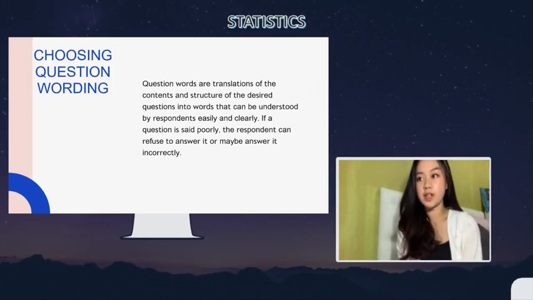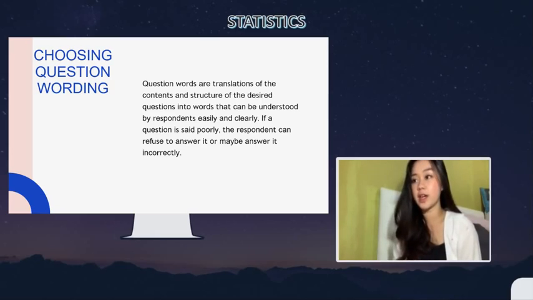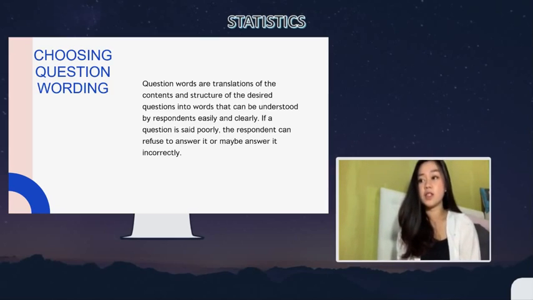Choosing question wording. Question wording is the translation of the contents and structure of the desired questions into words that can be understood by respondents easily and clearly. If a question is worded poorly, the respondents can refuse to answer it or may answer it incorrectly.